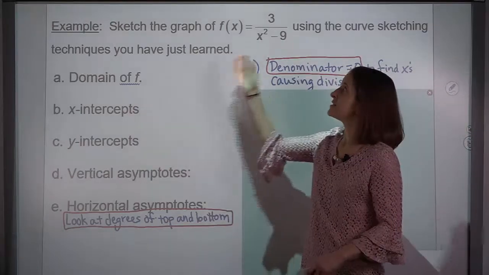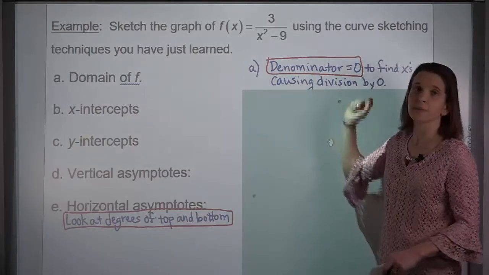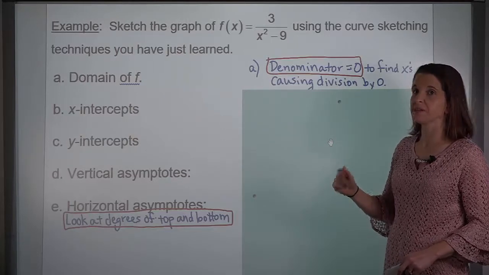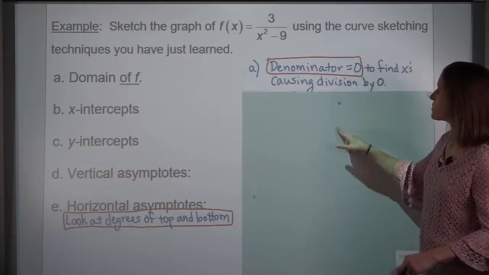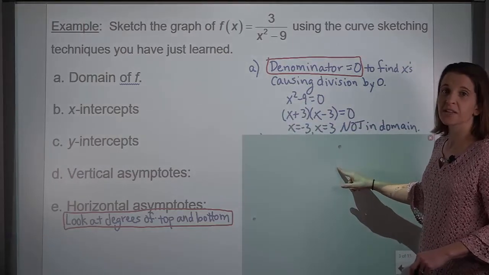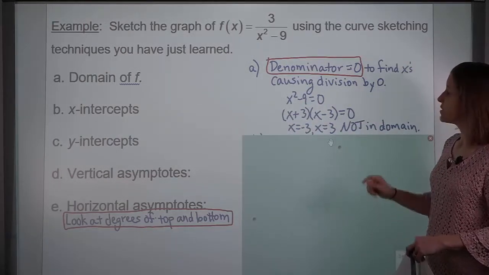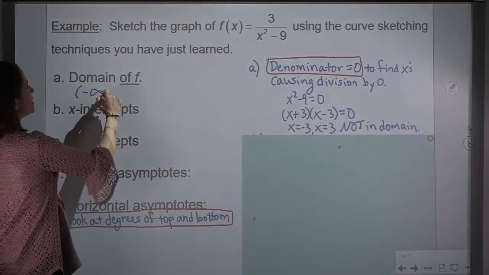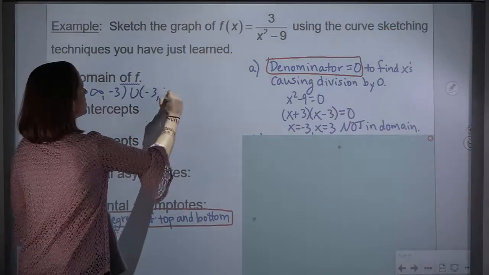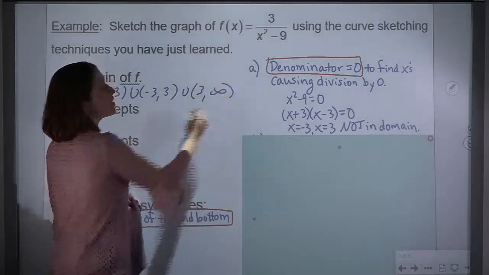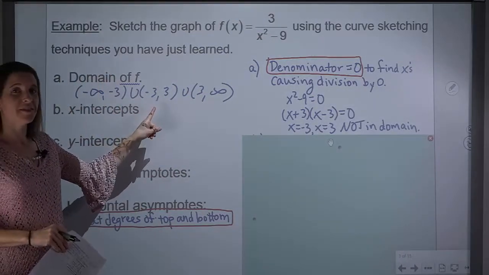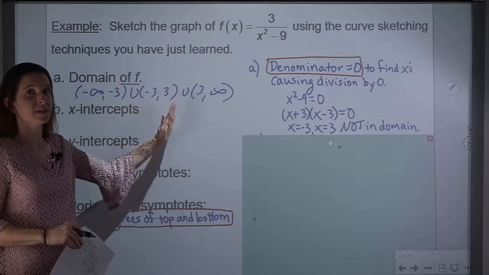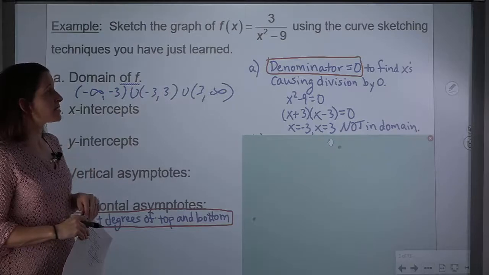So domain, it's a fraction. We're worried about division by 0. You set the bottom equal to 0. So I have highlighted in red all those cues that I want you to be thinking as you do these. So we set the denominator equal to 0. It factors as difference of squares, and we get 3 and negative 3. So that means that our domain is everything but those. Okay, so remember, a lot of times students forget this interval. Remember that everything up until negative 3 is okay, and everything right after negative 3 until 3 is okay, and then 3 to infinity. So that's our domain.